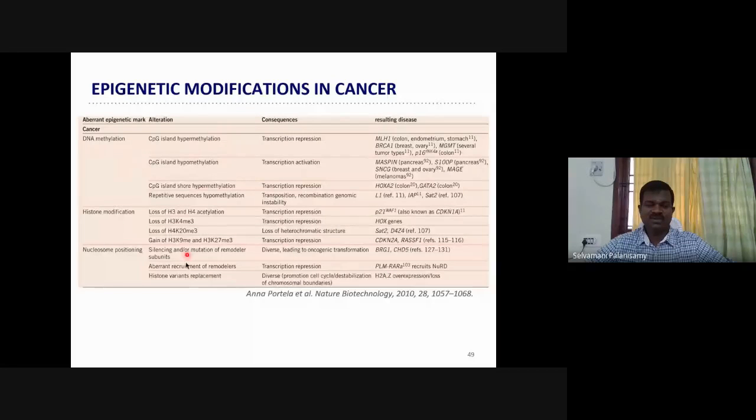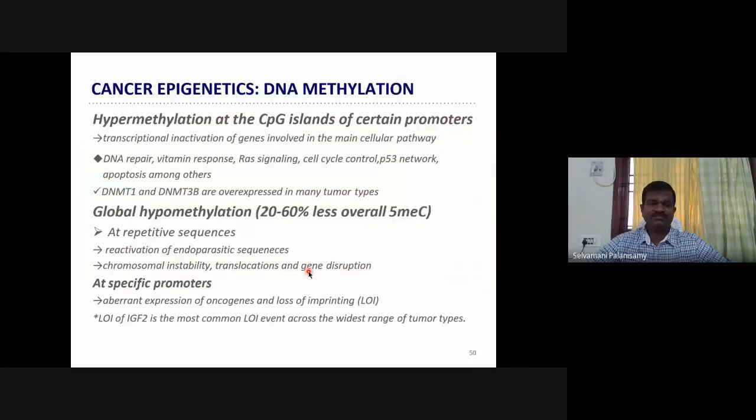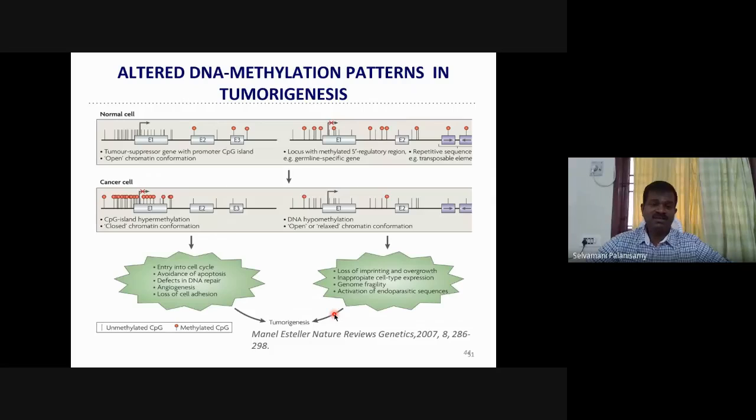And what are the consequences? What are the exact alterations that were reported in 2010? The methylation can be higher, meaning hypermethylation, or sometimes it may be lower, hypomethylation, which causes aberrant expression of oncogenes and loss of imprinting. So this is a very important factor. We need to maintain this. In a normal cell, the methylation pattern is here, the locus with a methylated 5' regulatory region, but here it is hypomethylated. It is hyper and it is hypo. These changes cause loss of imprinting, genomic fragility, activation of endoparasitic sequences, angiogenesis, loss of cell adhesion, and ultimately lead to tumorigenesis. So this is the epigenetic basis of tumorigenesis.